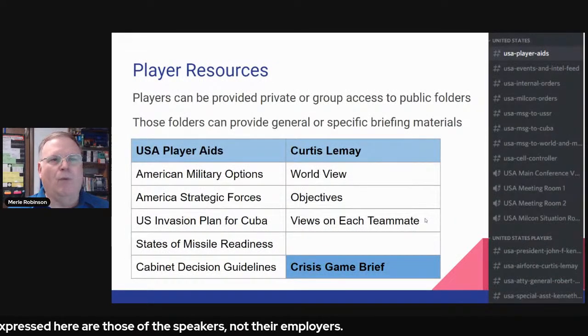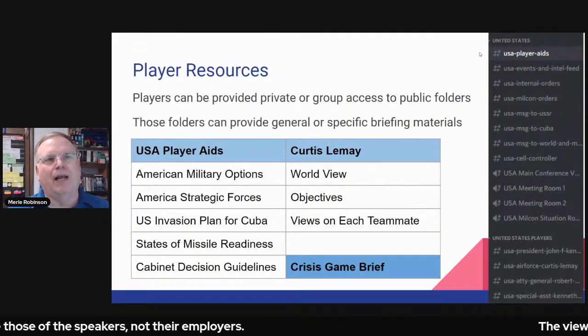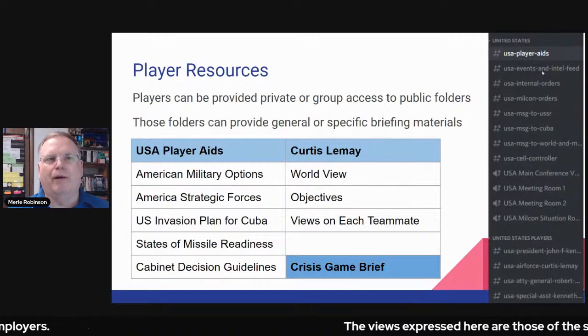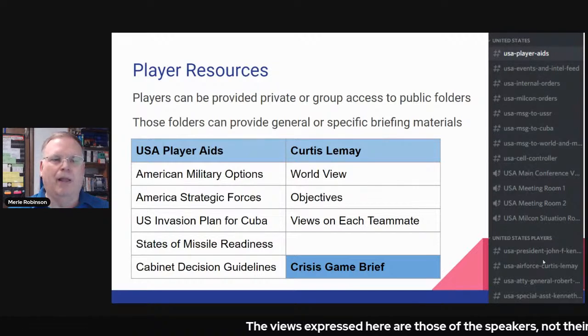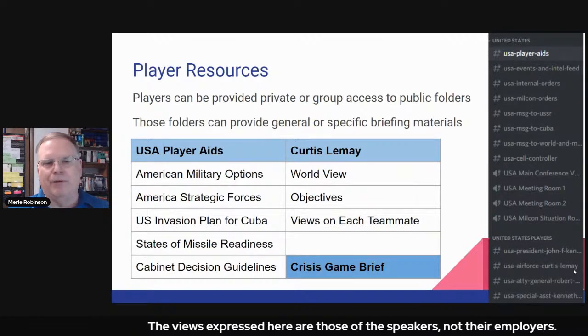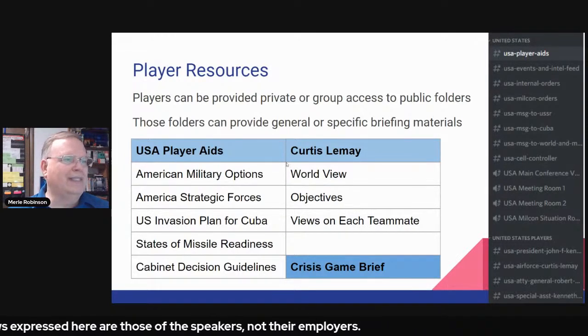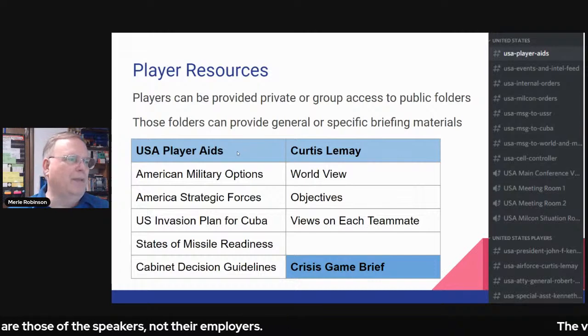So in this game, what we did is we had an established setup. So if you see on the right side of the screen, you can see we had folders for player aids and intel and so on. And we had the roles down at the bottom for the different players that were trying to channel these historic personages. So essentially, every player would get something like this.